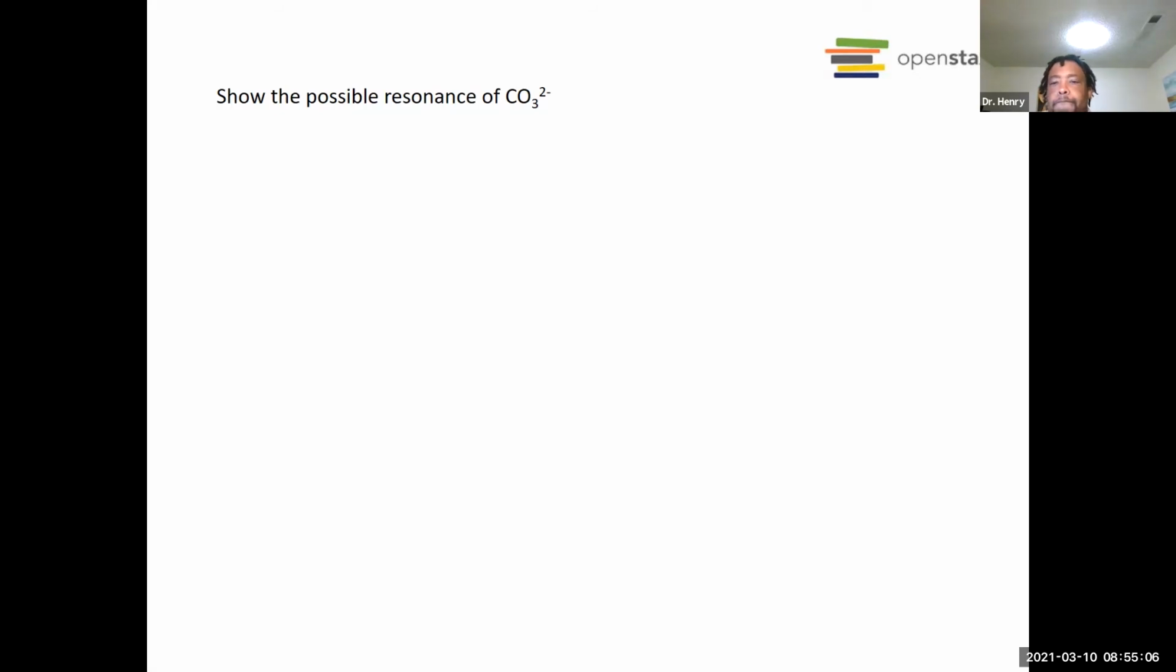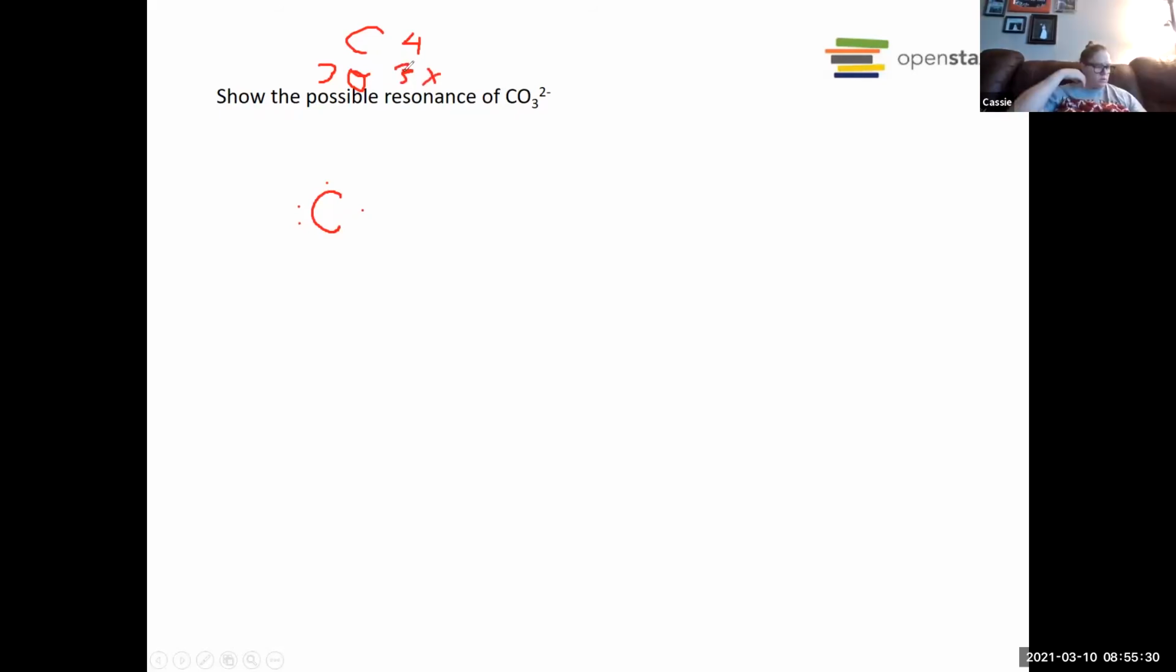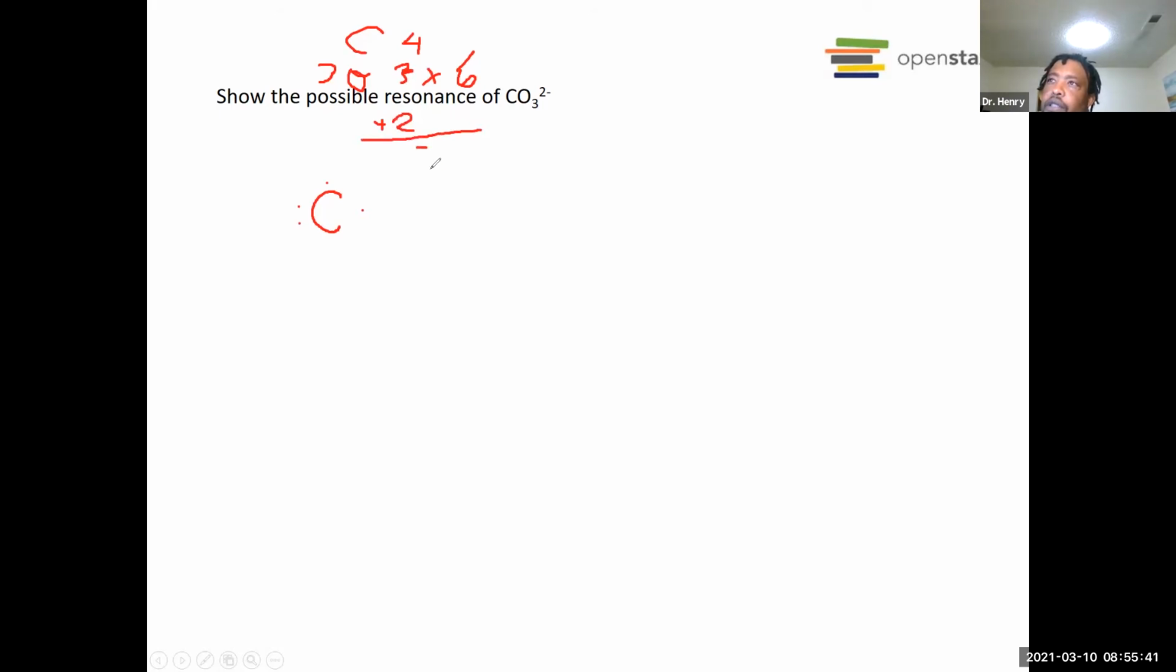So who's going to be in the center? Carbon. Okay. How many valence electrons does carbon have? 4. So we got 4 for carbon. We have 3 oxygens. So that's 3 times, how many valence electrons does oxygen have? 6, 18. Okay. And then we have an additional 2. So that's 24 electrons that we're working with.